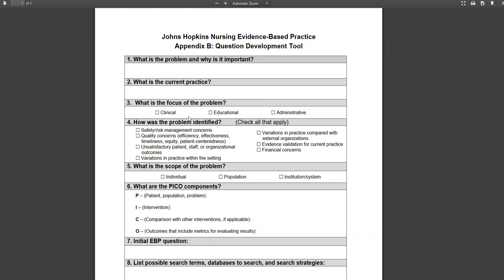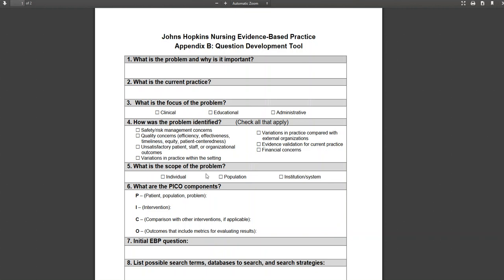For this assignment, we're going to keep it either clinical or educational. Well, I guess you could have administrative. It just wouldn't probably be as fun for you. And then you're going to say, how was this problem identified? So maybe you're seeing variations in practice within the setting, right? Or you'll say, well, they told us in lab we need to change it every 72 hours. And so you're saying, I want to see evidence that validates the current practice. So you can check all of these or one of these, but you have to check at least one.